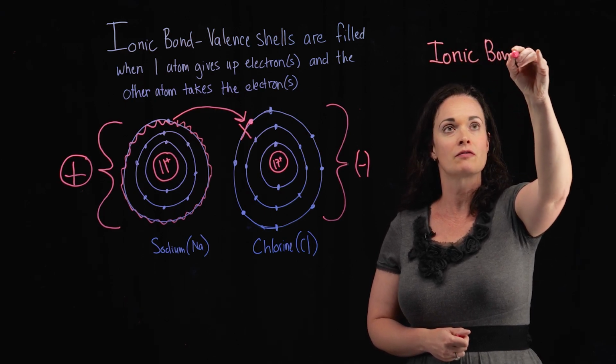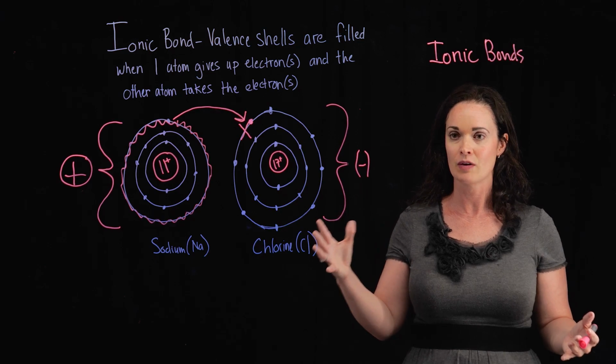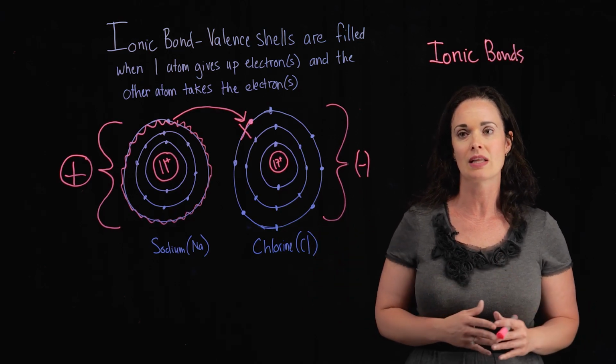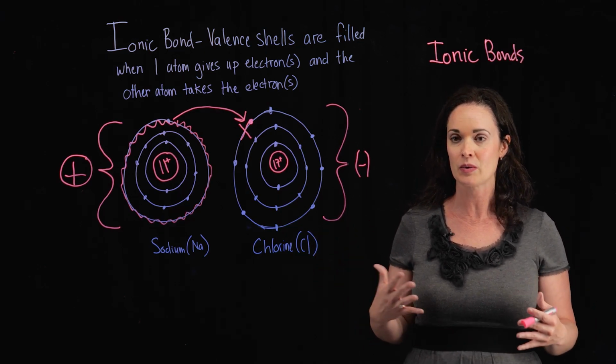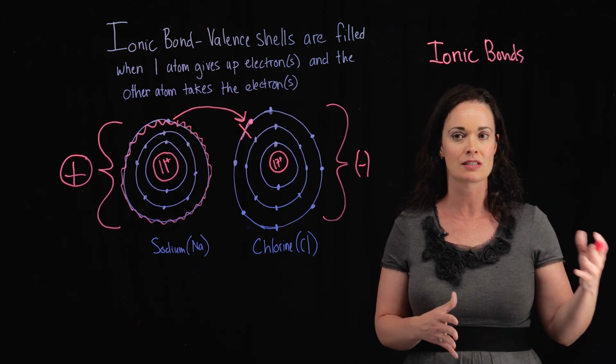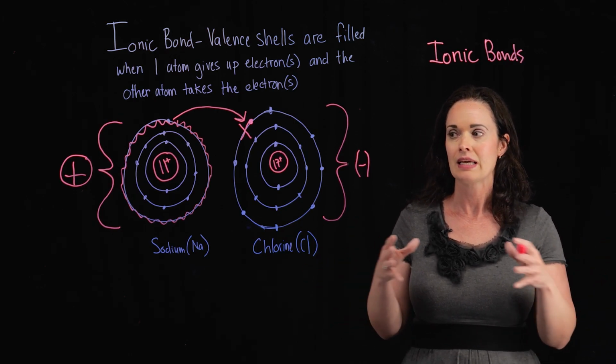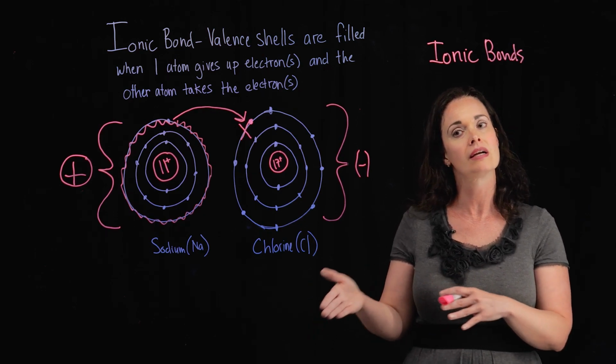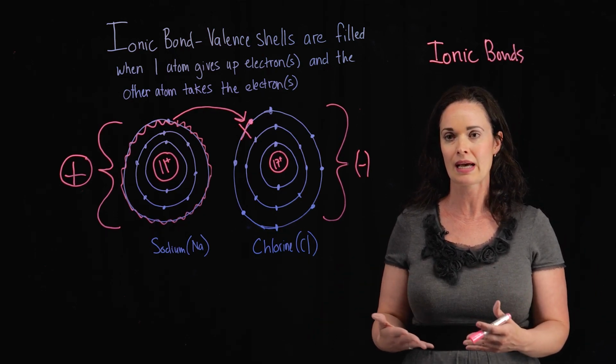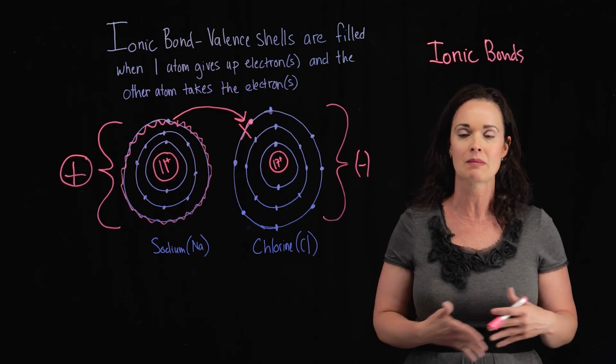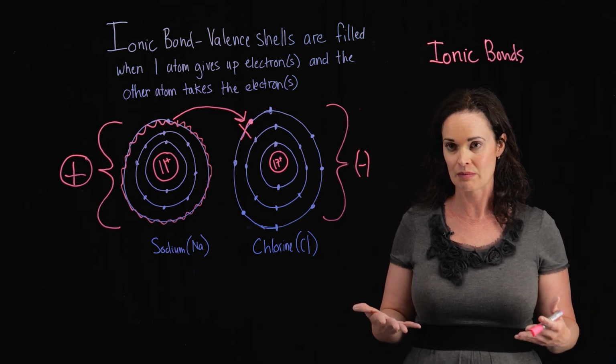Ionic bonds form when you have one atom that has given its electron to another atom, and now you have oppositely charged ions, so a cation and an anion. In this case, the electrons are completely exchanged from one atom to the other. It completely gives it up. It doesn't get that electron back.